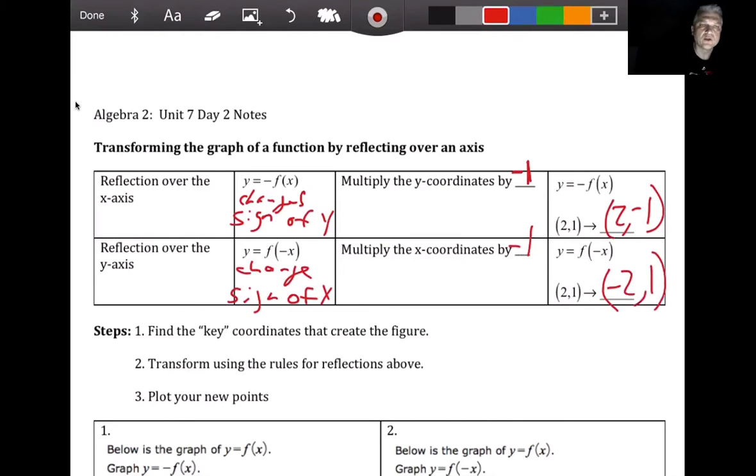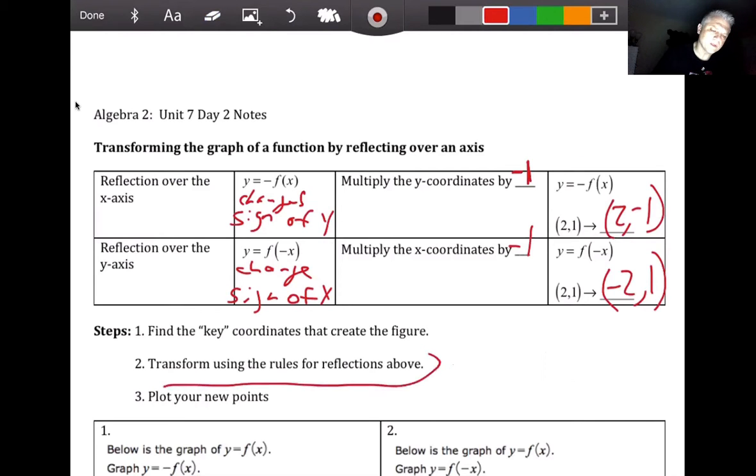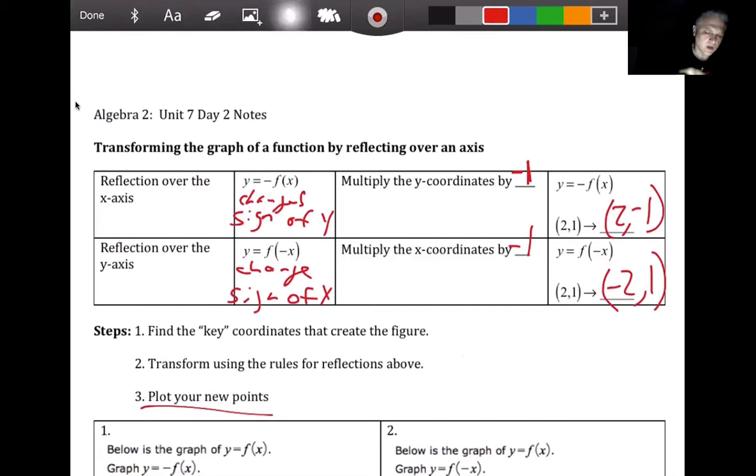Let's look at these steps and then scoot down the page a little bit. If we're going to reflect a graph, which is more than just one point, it might be a line segment, it might be a V, it can be any type of graph. But look what it says. Find the key coordinates. I like to say the critical points. The critical points would be any endpoint. In this case, the V would have 3 points: your vertex, and then these other 2 endpoints as well. So you find the key coordinates, then transform them using the reflection rules above, and then you just plot your points. That's all you've got to do.